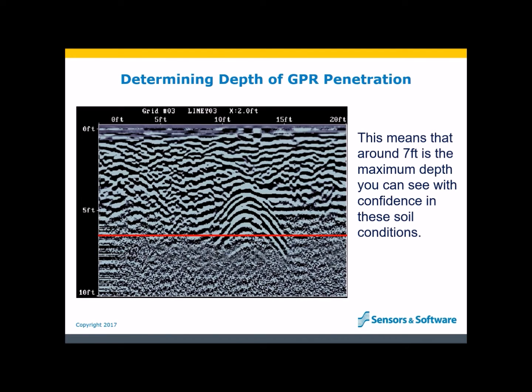Sometimes the best way to see this is by increasing the gain value, so the noise is amplified to make it easier to see. Where the noise starts to dominate the GPR line at the bottom, look at the depth scale on the side. That's your depth of penetration. In this particular example, somewhere around 6-7 feet or so.